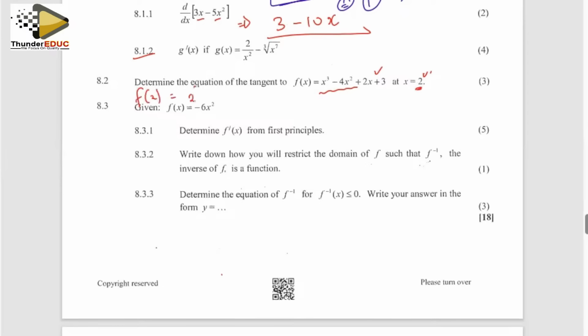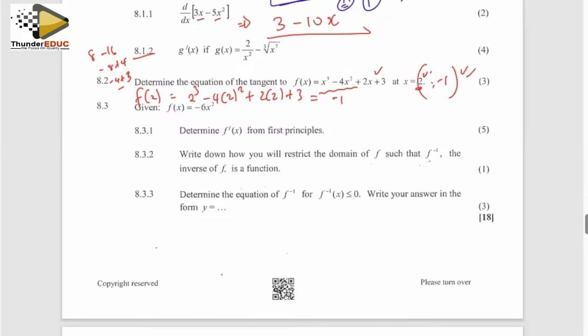So that's going to be 2 cubed minus 4 into 2 squared plus 2 times 2 plus 3. My humble calculator is giving me negative 1, because that is 8 minus 16, which is going to be negative 8 plus 4, so negative 4 plus 3, we get a negative 1. So which means we have 2 and negative 1. Okay, that is the first step.